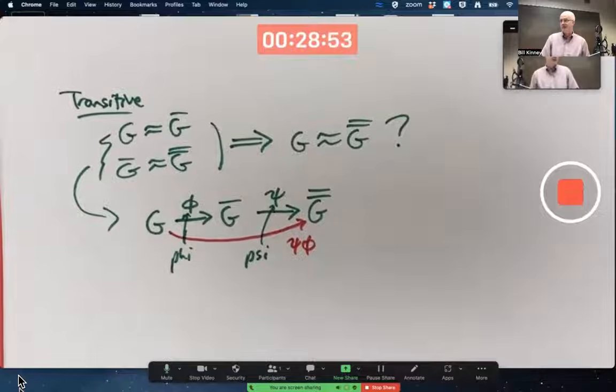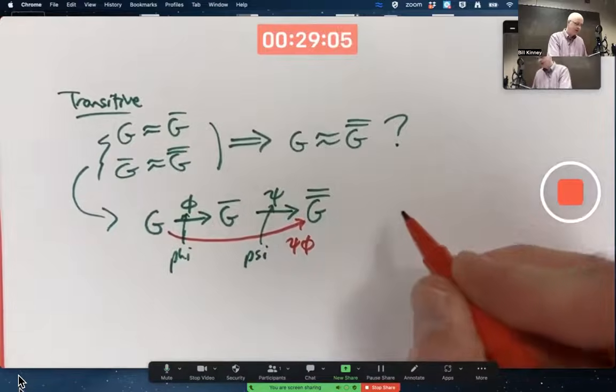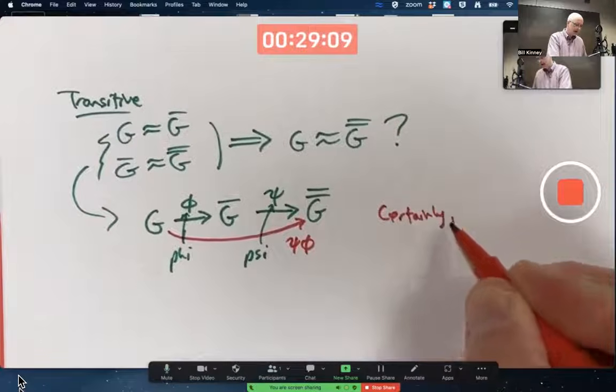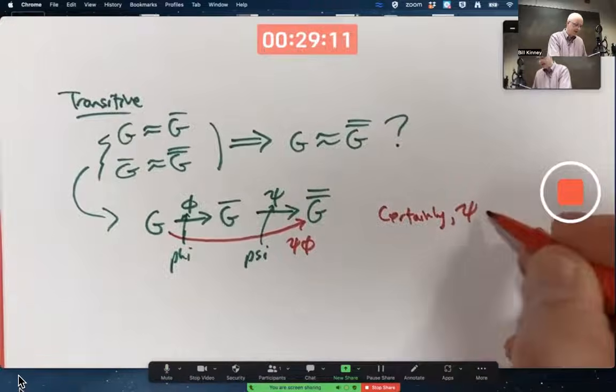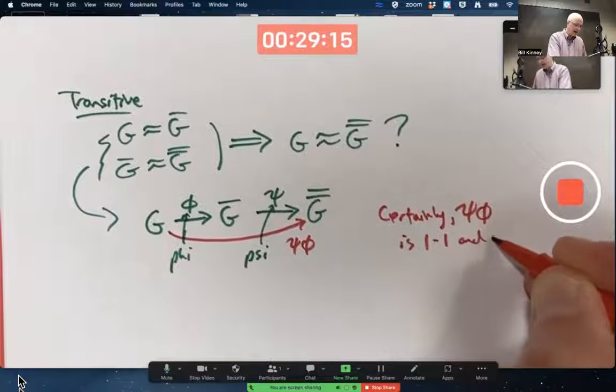Certainly it's one-to-one and onto. That's a theorem in chapter 0. You compose two one-to-one functions, you get a one-to-one function. You compose two onto functions, you get an onto function. Certainly the composition psi compose phi is one-to-one and onto.